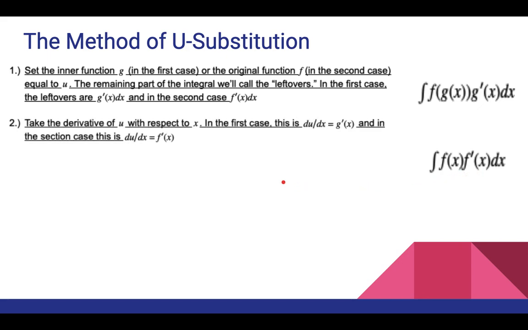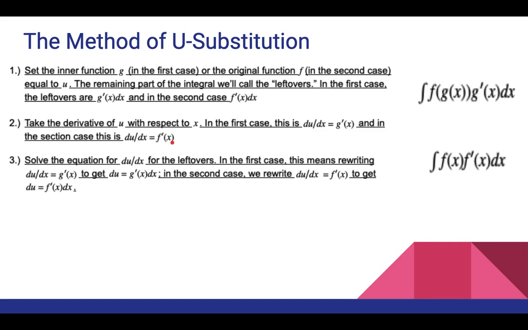What we're going to do is, with the u's that we've chosen, we're going to take the derivative of u with respect to x. In the first case, this means that our derivative of u with respect to x is going to be equal to the derivative of g, since we chose u to be equal to g, okay? And in the second case, there's a typo right there. In the second case, our derivative of u with respect to x is going to be equal to the derivative of f, since we chose f to be equal to u in our second case, okay?